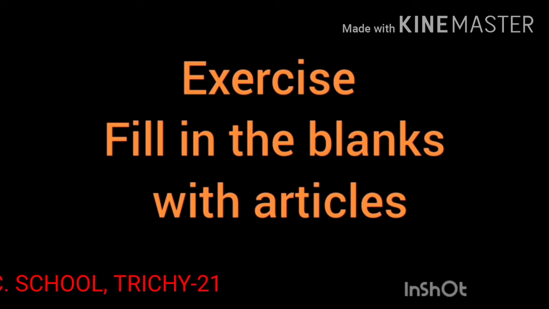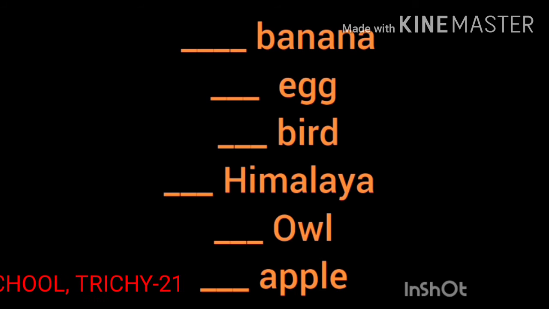Okay children, let's see the exercise. Fill in the blanks with articles. Look at this. Banana. B is a consonant sound, so a banana. Second one, egg. E is a vowel sound, so an egg.